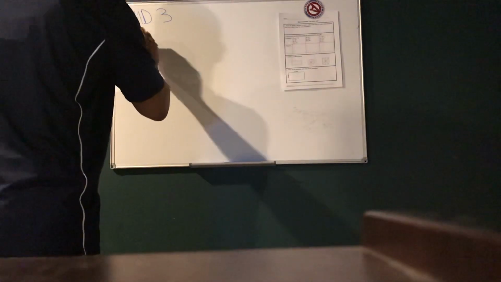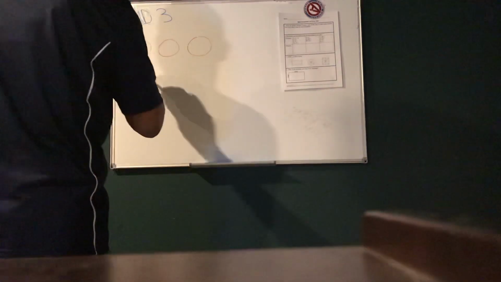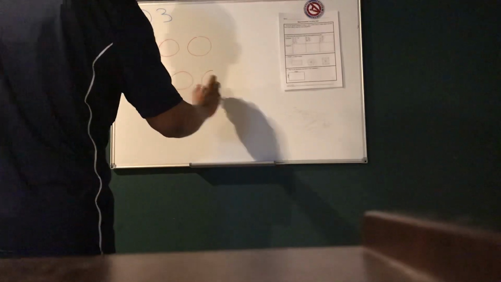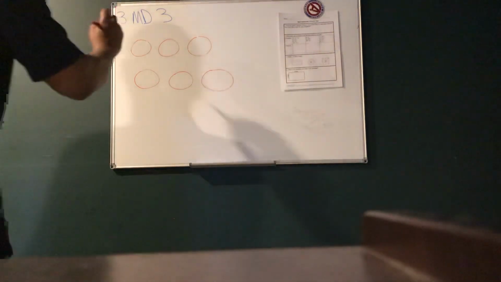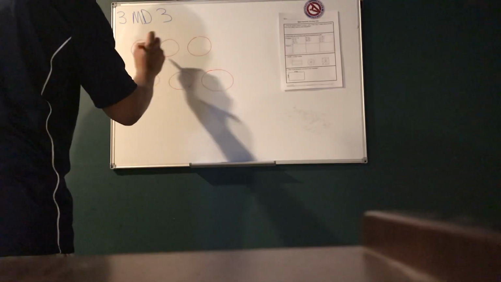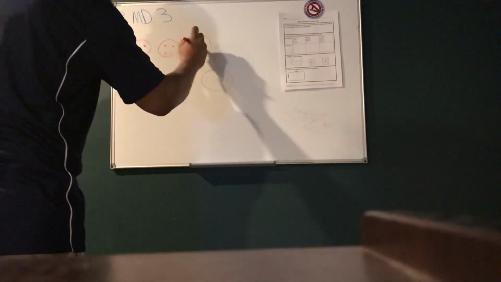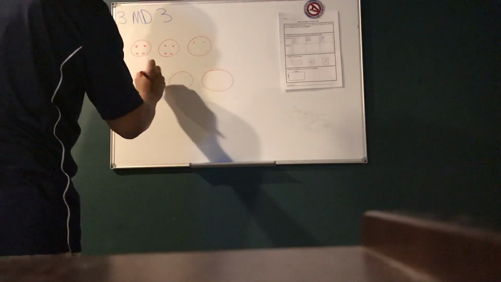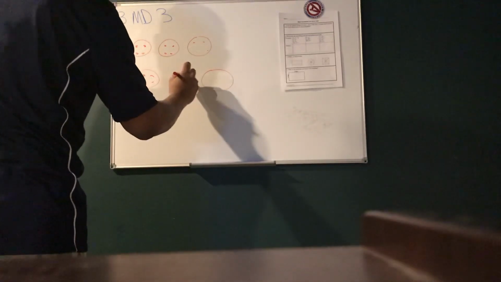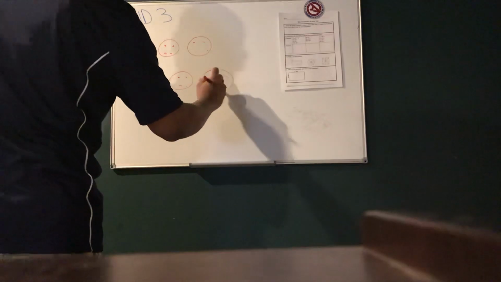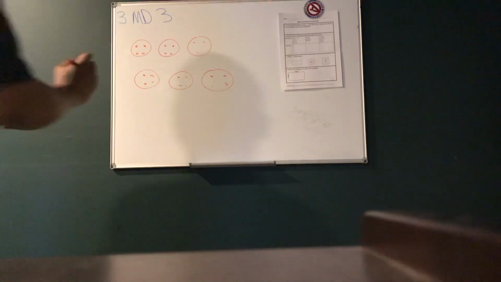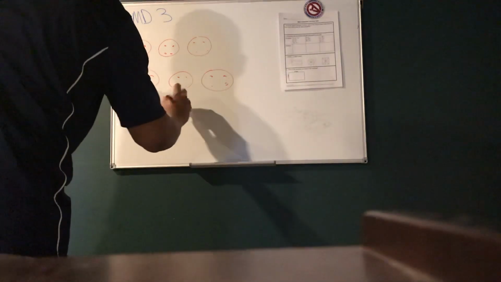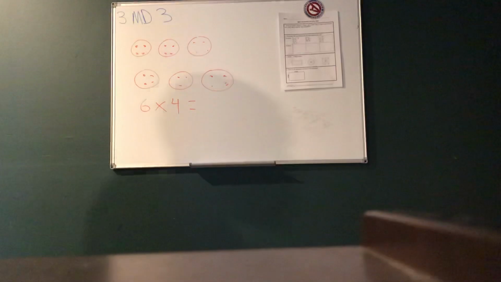So let's do 1, 2, 3, 4, 5, 6. So we have 6 groups of 4. We're going to put 4 in each of our groups. 1, 2, 3, 4, and so on for each group. So with our 6 groups with 4 in each group, the equation that is represented should be 6 times 4, which gives us 24.